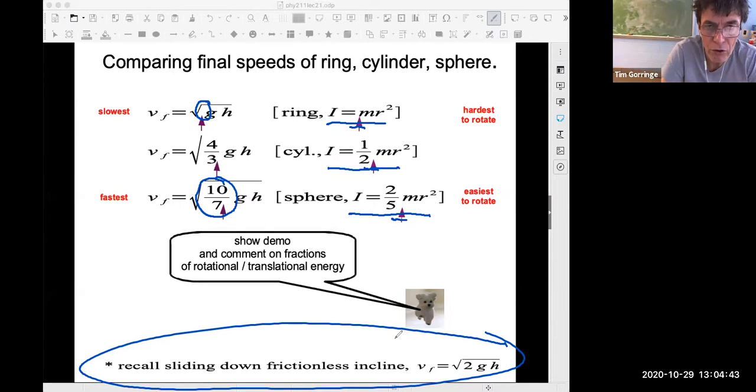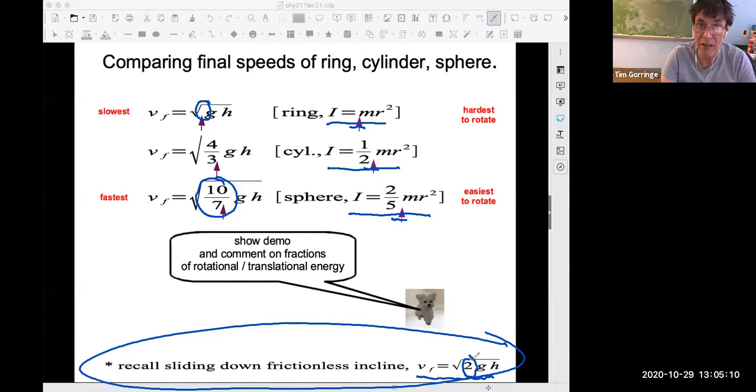Early on in the course, we solved the problem of an object sliding down a frictionless incline. And we found the speed of the object at the bottom of the frictionless incline when it slid. And it was this expression here. I just looked it up from an early lecture. And this sliding down the incline has a factor of 2 here.